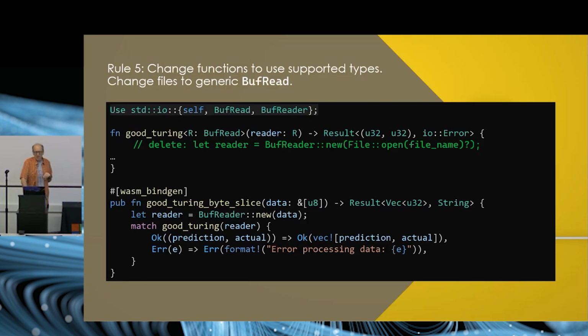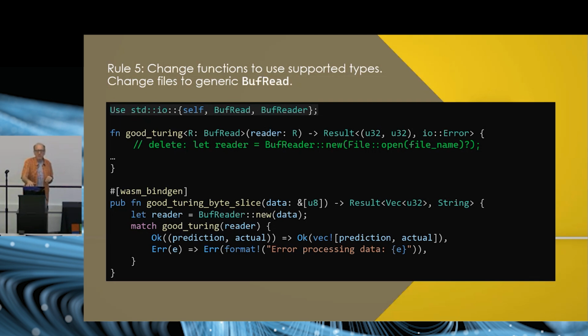Okay, so now we're gonna make two changes to the good Turing function we had before. First, instead of passing in the name of a file and trying to open it, we're going to pass in a buffer reader where presumably the file's already been opened. And everything else we're going to leave the same. So this is still a perfectly good function for our Rust code that might want to use it. You just have to open the file now before you call it.